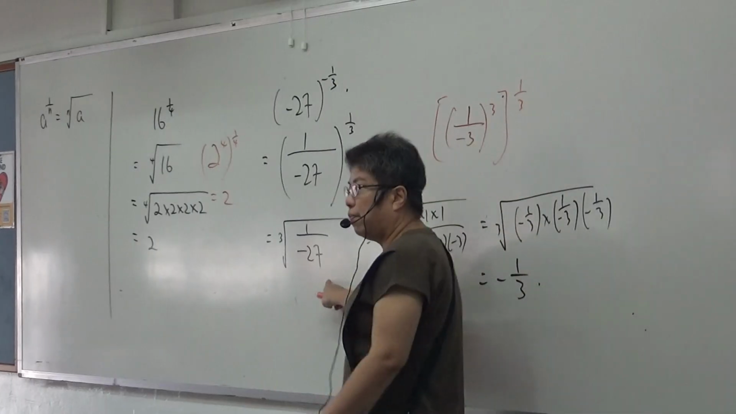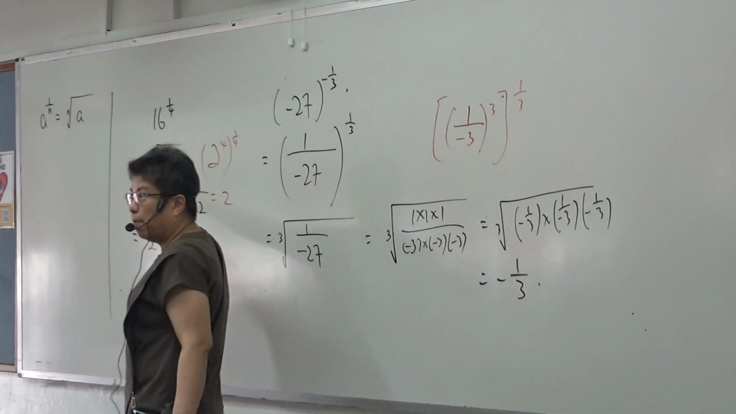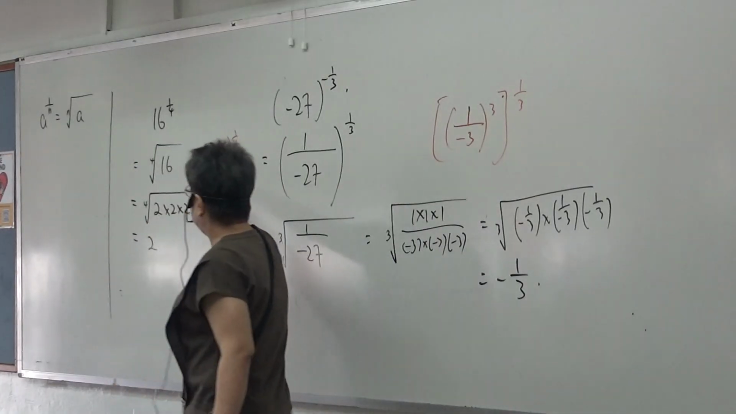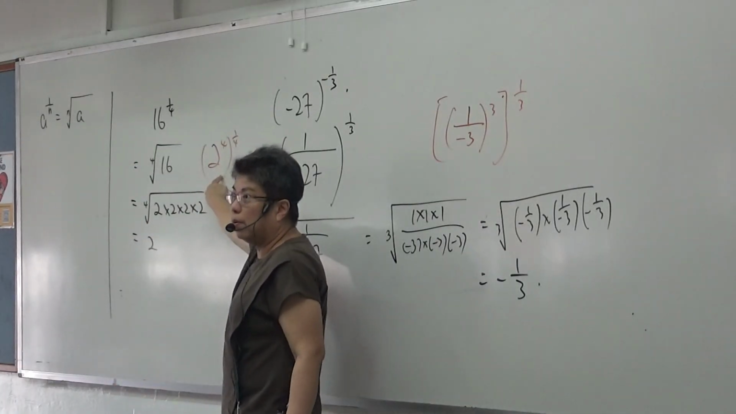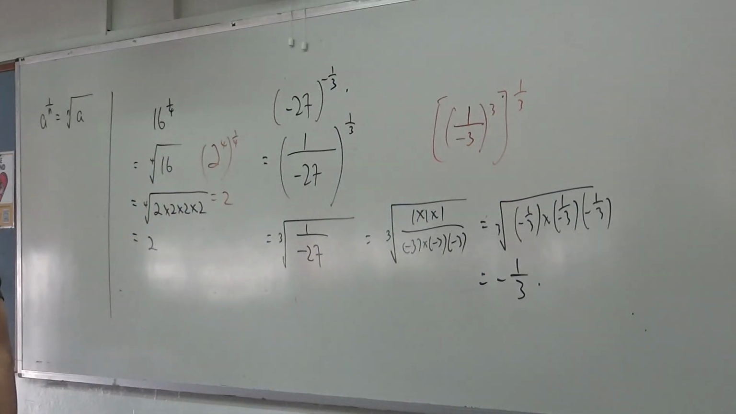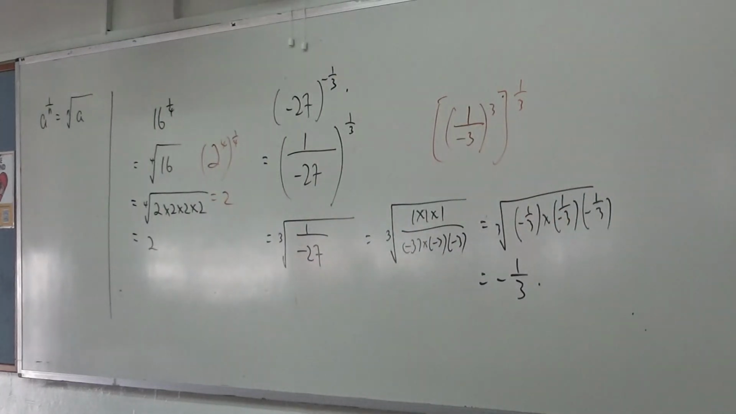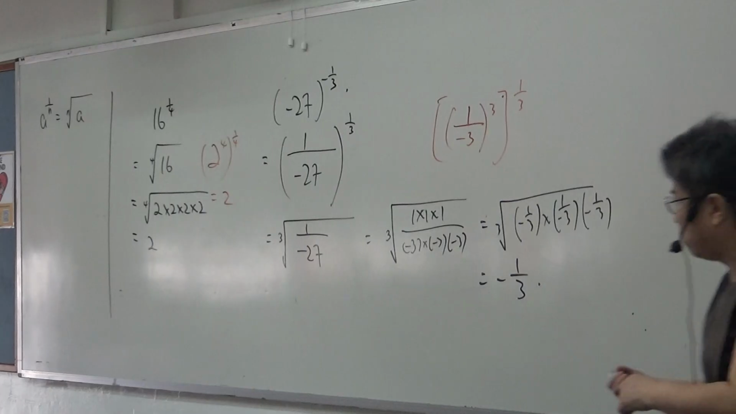Is this a radical form? Yes. Is this a radical form? Yes. Is this radical form? No. Radical form must be in the form of something root. Okay, whatever root it is. Okay? Alright, so that will be your example 10. Any problem? Any problem? Okay, next.